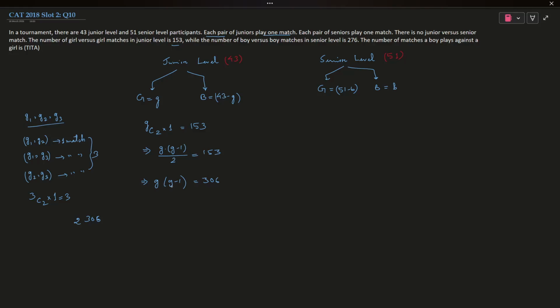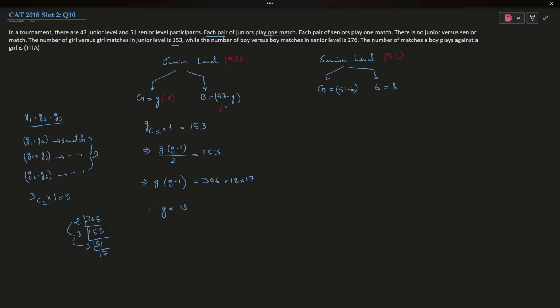Okay, so 306. Let's prime factorize this. You can solve the quadratic equation, but that might be a bit lengthy, so let's try to solve it in another way. 3 into 17, 17. Like 2 into 3 is 6, 6 into 3 is 18, so 18 into 17. So this can be written as 18 into 17. The number of girls and boys are natural numbers, right? So I can say therefore G is equal to 18. That means there are 18 girls.